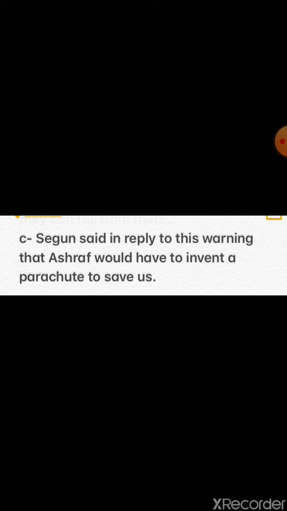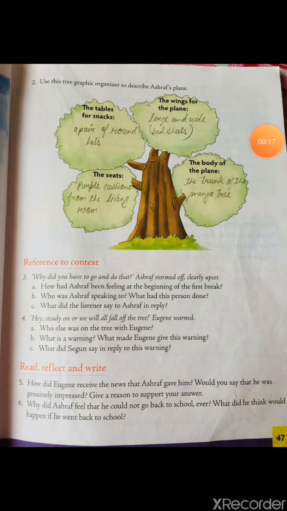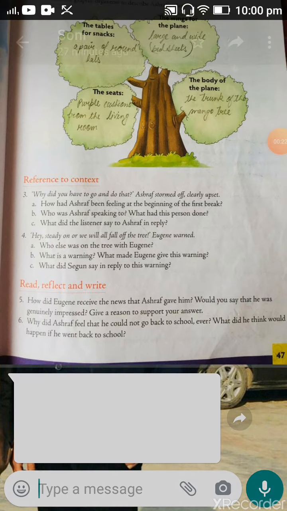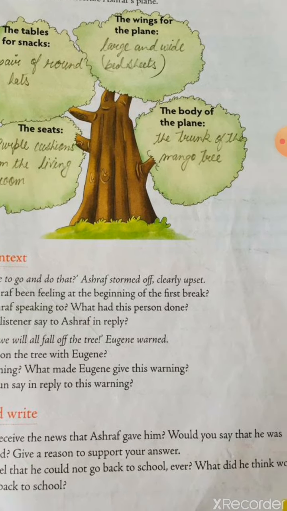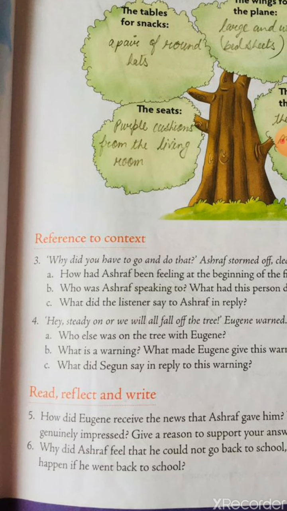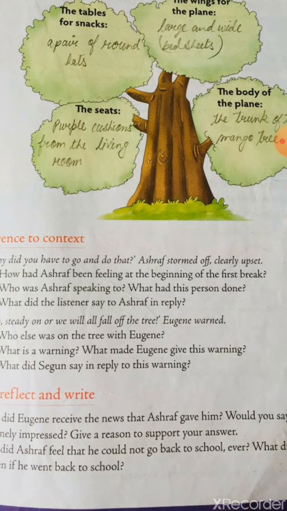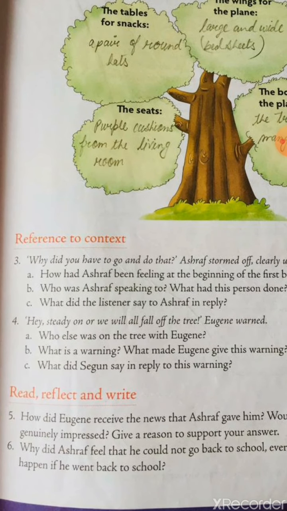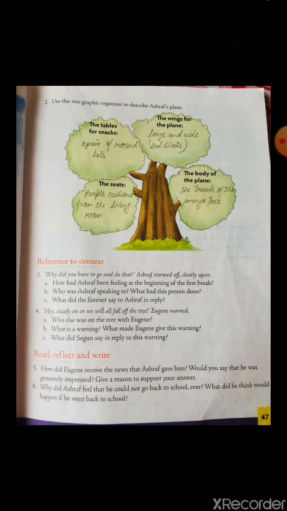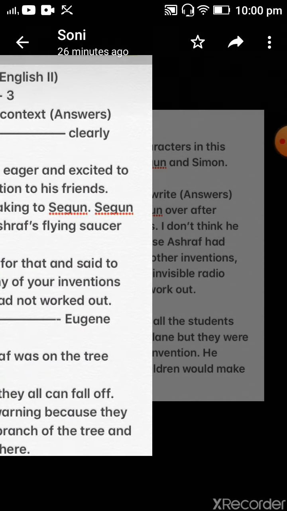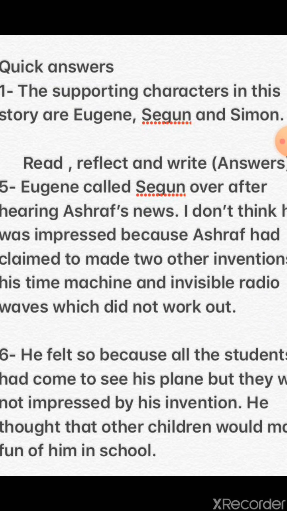Okay, now come to read, reflect and write. So these are your questions. Read, reflect and write. Question number 5, how did Eugene receive the news that Ashraf gave him? Would you say that he was genuinely impressed? Give a reason to support your answer. Okay, so the answer is, this is your answer number 5.